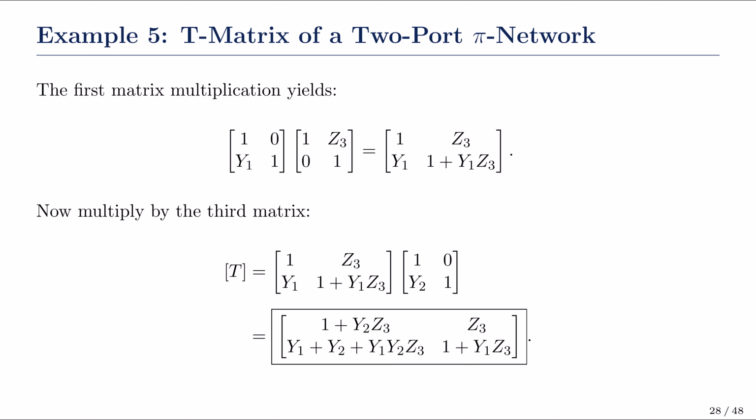We begin by multiplying the matrices corresponding to the input shunt admittance and the series impedance. This gives an intermediate matrix whose upper right element is Z3 and whose lower right element is 1 plus Y1 Z3. We then multiply this result by the matrix of the output shunt admittance. The 4 elements of the complete transmission matrix follow directly from the second multiplication.